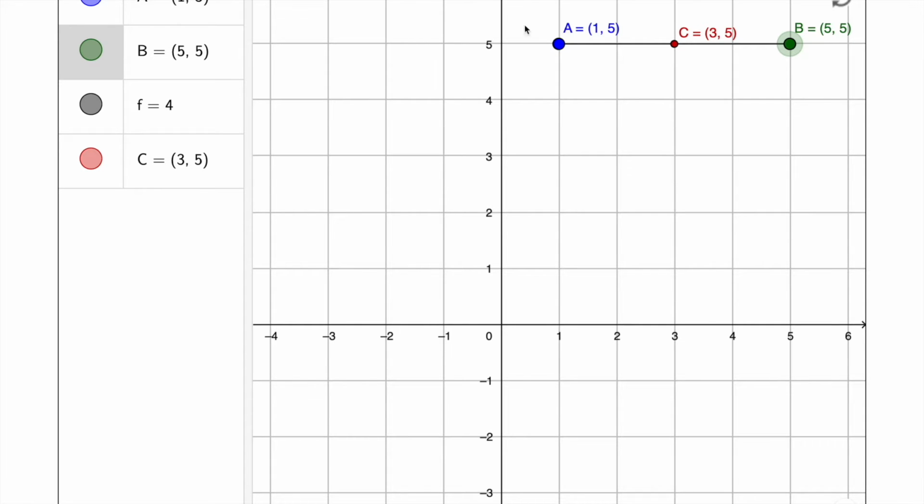Now, let's first of all start with this line. Look at the relationship between the midpoint and the points A and B, and see how that changes when I move this line. Okay, so I'm going to put it back to the original starting point.